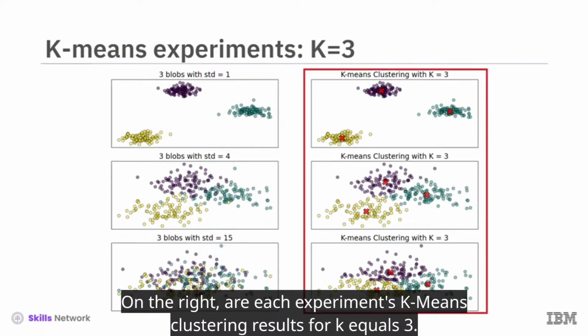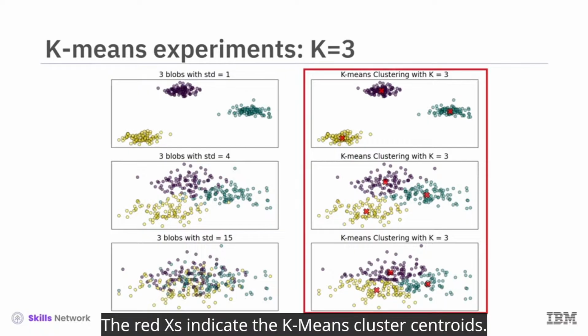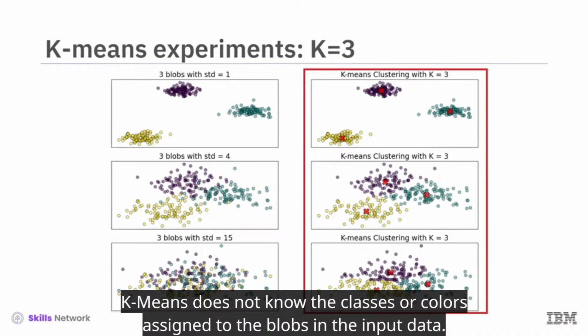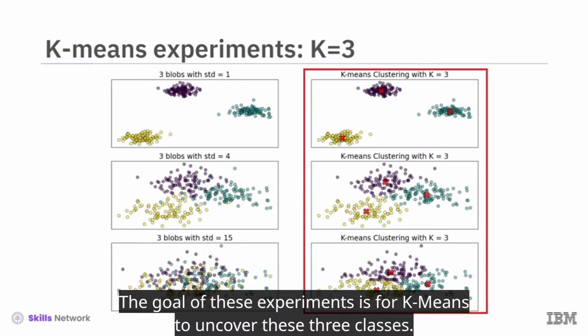On the right are each experiment's k-means clustering results for k equals 3. The red X's indicate the k-means cluster centroids. K-means does not know the classes or colors assigned to the blobs in the input data. The goal of these experiments is for k-means to uncover these 3 classes.